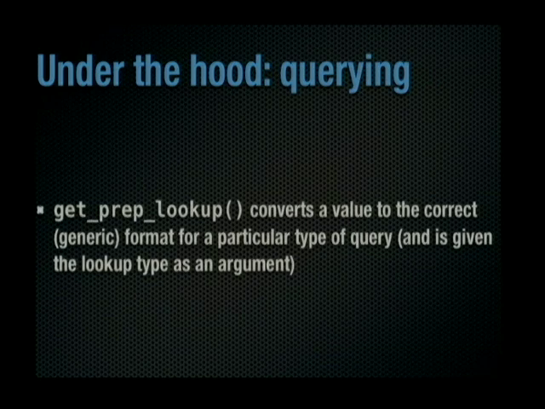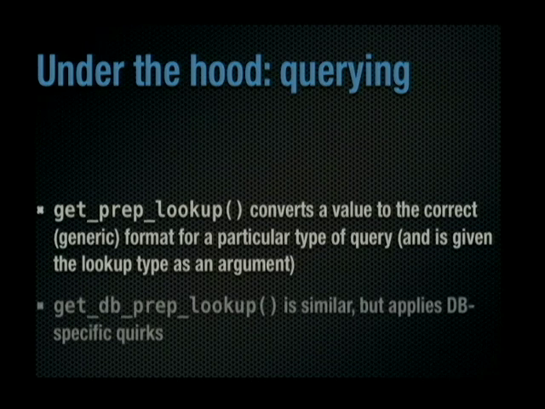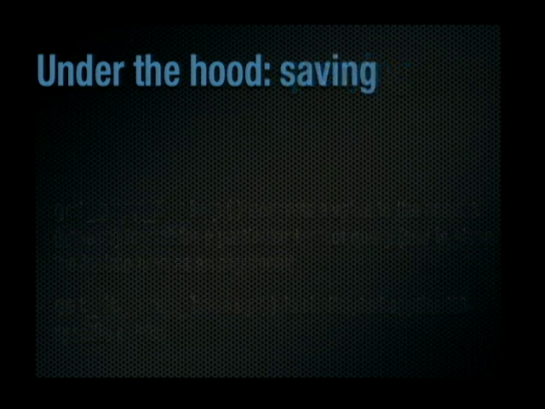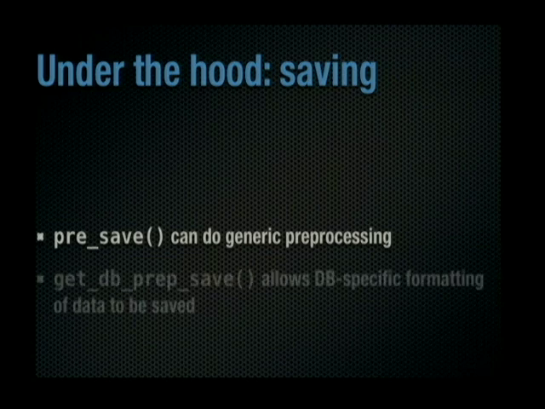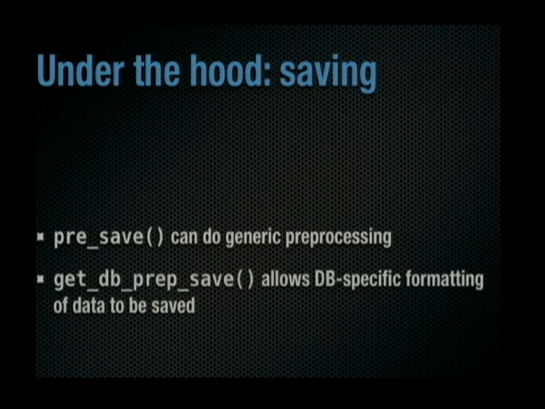Querying, pretty much the same thing. There's a method that converts you back to the correct format for the type of query you're doing. And again, there's a separate method called get_db_prep_lookup that's going to apply any database-specific quirks that we need to know to get this value out of your database. Saving is the same thing. There's a method called pre_save on every field that does generic preprocessing, then a get_db_prep_save that allows you to do any specific formatting for your database.